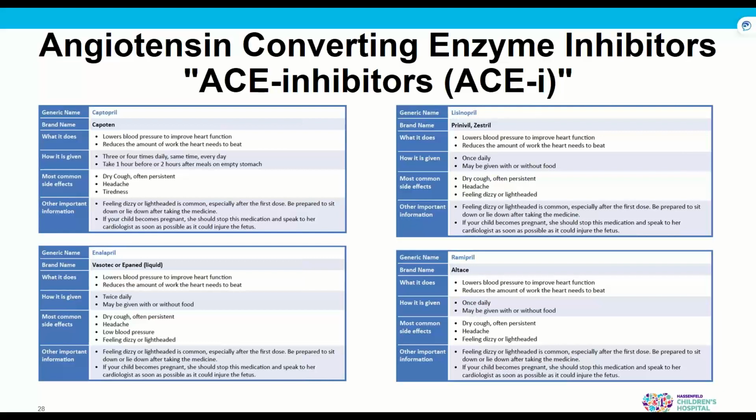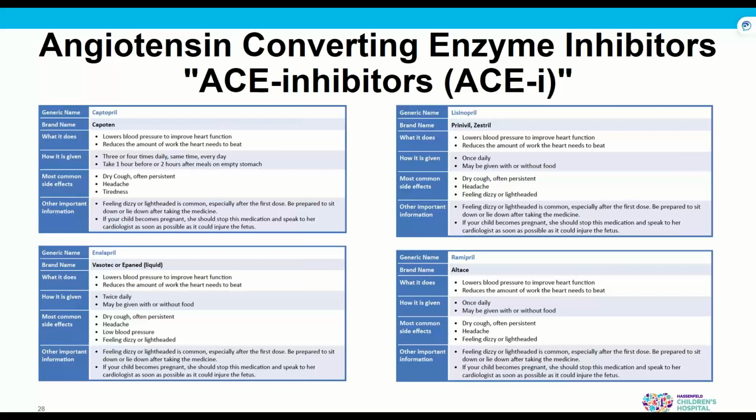Enalapril is the medication that we use for our younger children. That's twice a day. And then to the right side there, you see lisinopril, which I tend to use in my school age to teenage children. They all work the same way. The big thing about lisinopril is it's once a day. So it's really easy to give and easy to remember to give.